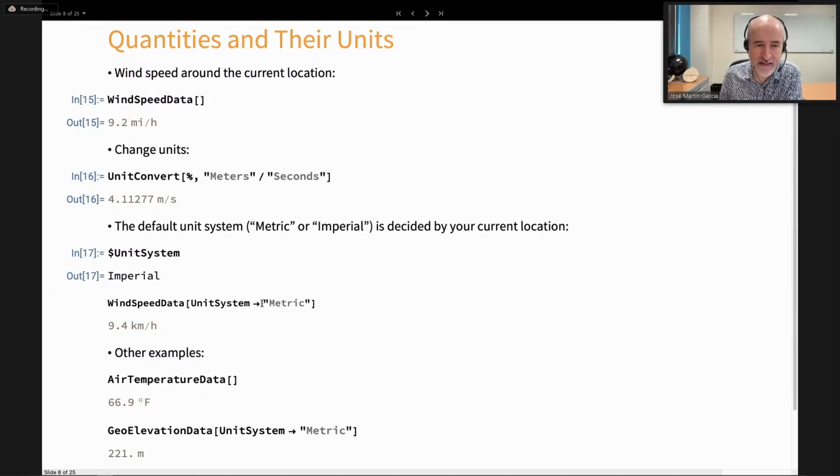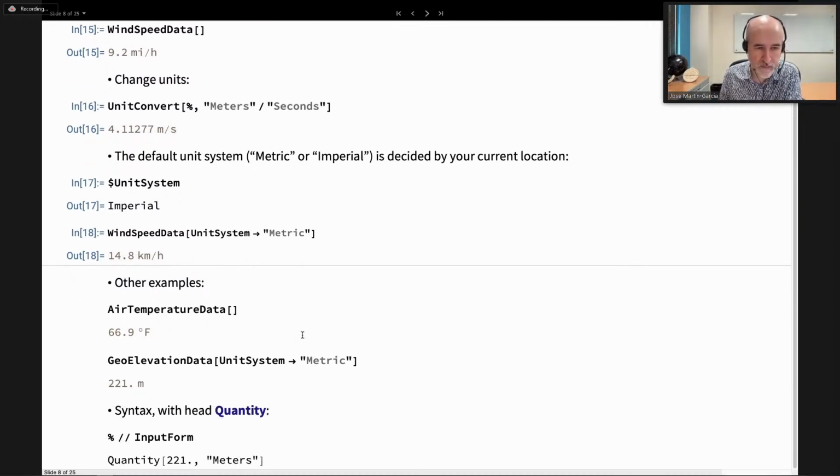Or you can locally say, I want the same result in the unit system. And then this result, rather than being in miles per hour, is now in kilometers per hour and could be changed into meters per hour with that result. The same thing happens for other functions, say temperatures, elevations. So that's our elevation here in Champagne with respect to sea level.